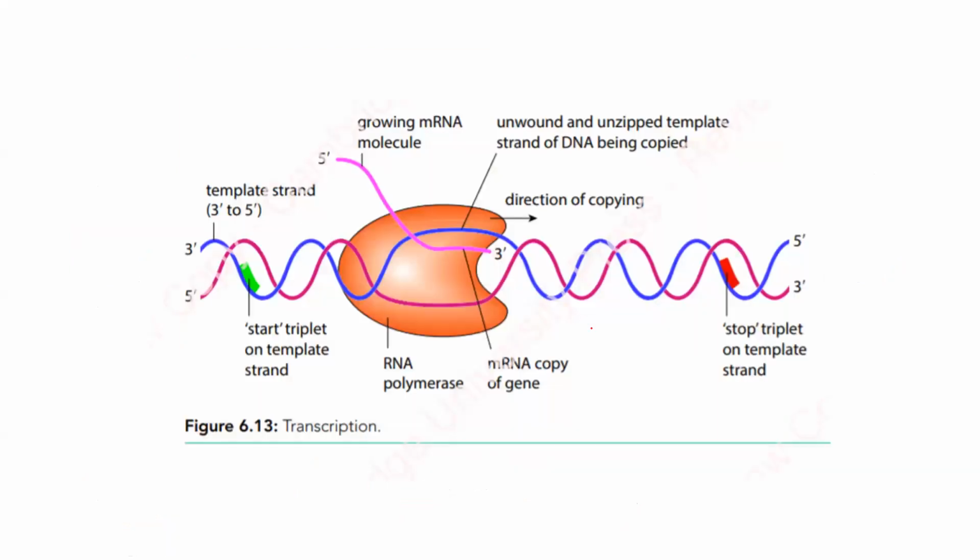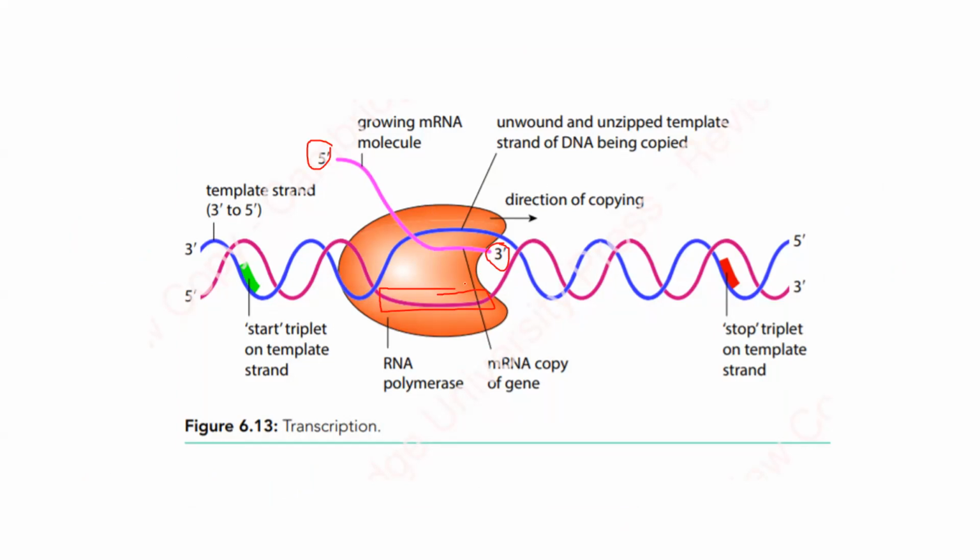Okay, now this one shows the transcription. Once again, this is from your book. I put it in here just to show you that it's exactly the same, just a little bit different diagram. Look at this. He's working on the 3' to 5' strand. That's a fact that we know. It's the RNA polymerase, so it's a polymerase, so 5' to 3' structures are being made out of it.